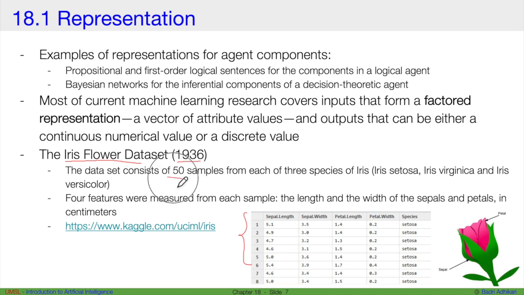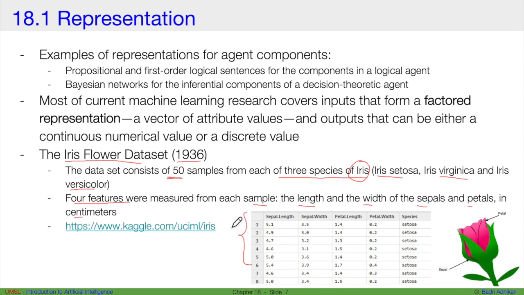It contains 50 samples from each of the 3 species of the iris flower plant. The 3 species are Setosa, Virginica, and Versicolor. And there were 4 features measured from each sample, each plant: the length and width of the sepals and petals in centimeters.